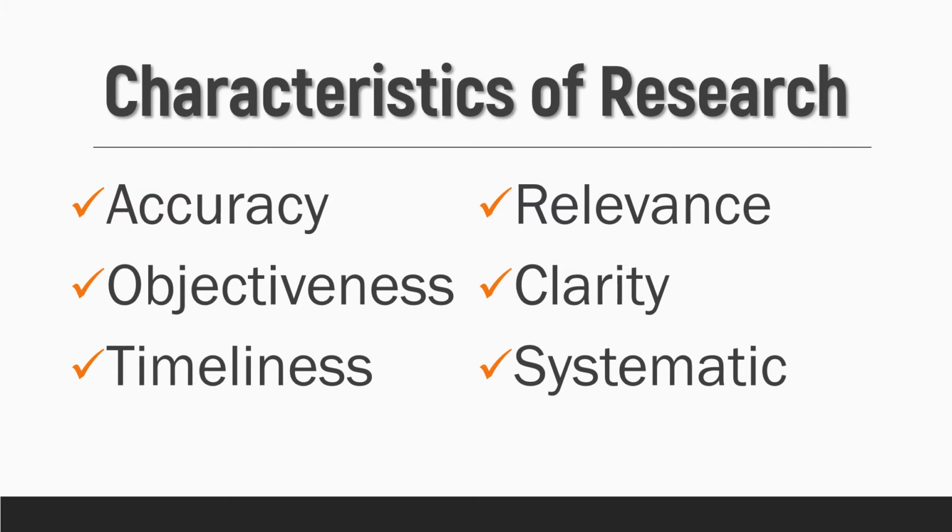The next characteristic of research is objectiveness. When we say objectiveness, your research should be impartial. When we say impartial, you are not taking sides with any of your respondents. You, as a researcher, should also be objective. You should be fair in treating both your respondents and the information that you got out of your research.